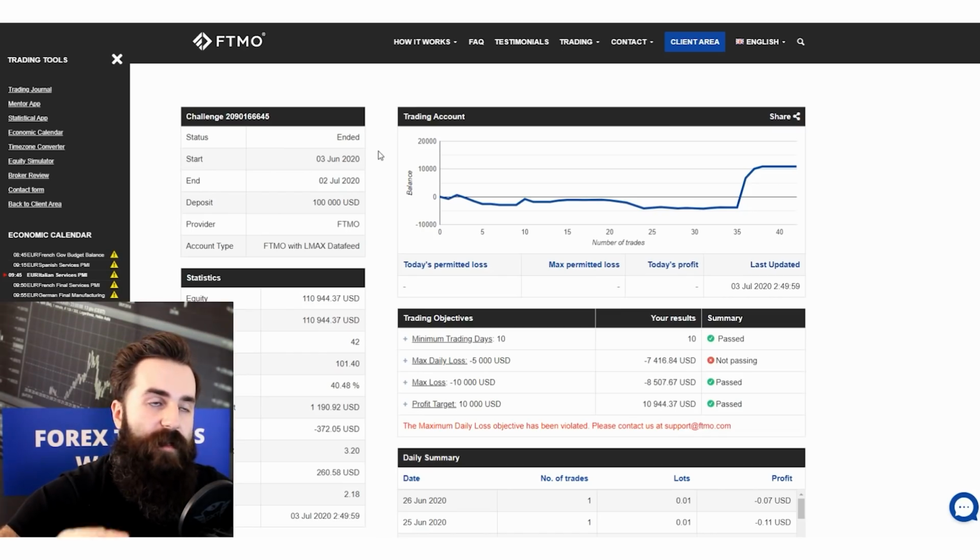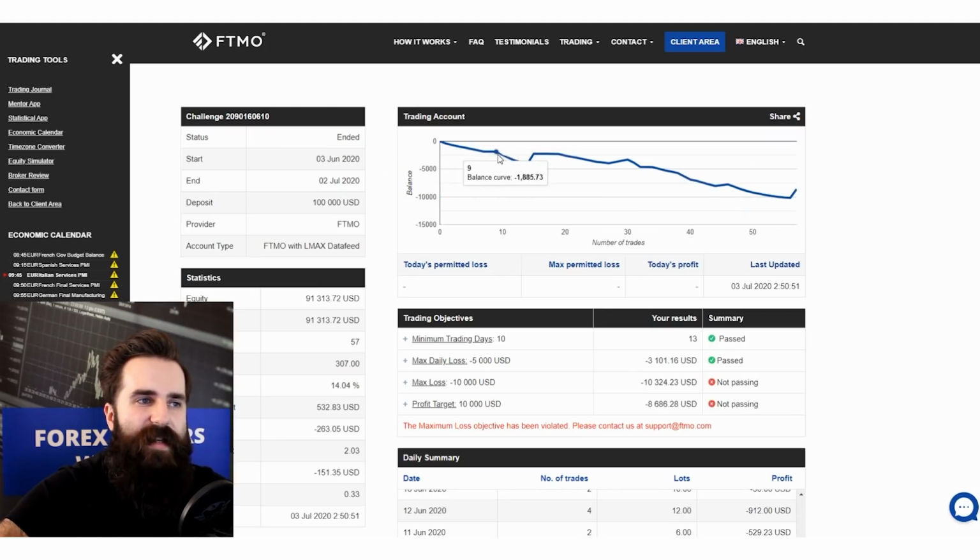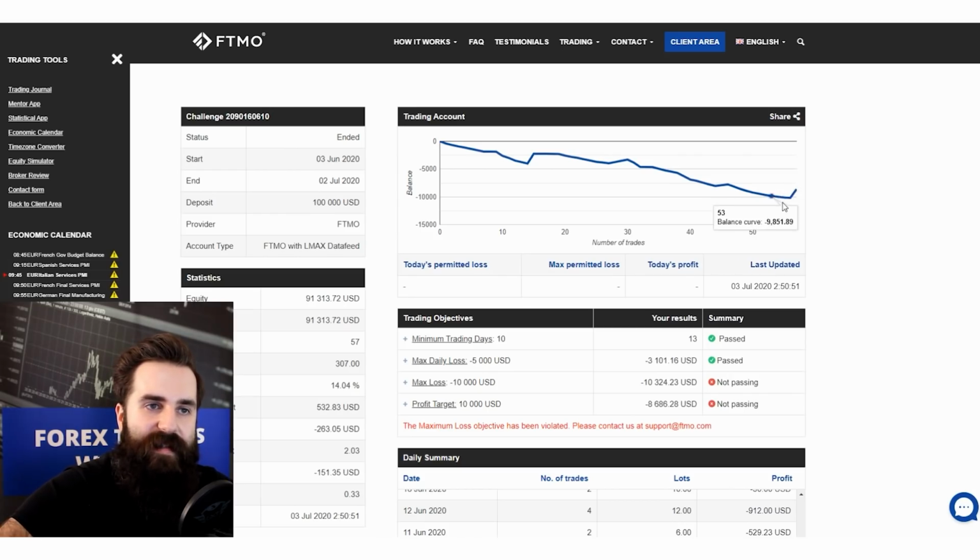Alright, so this was pretty quick. Let's look at another one. So the balance curve right here is not looking that good at all, and in the end he just went down and down in a steady fashion and violated the challenge.